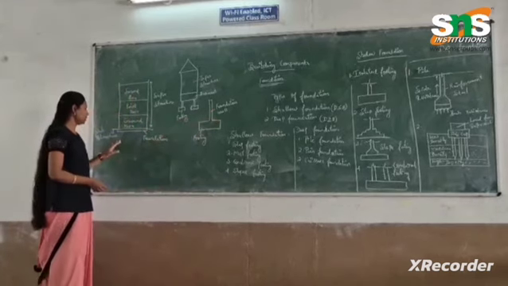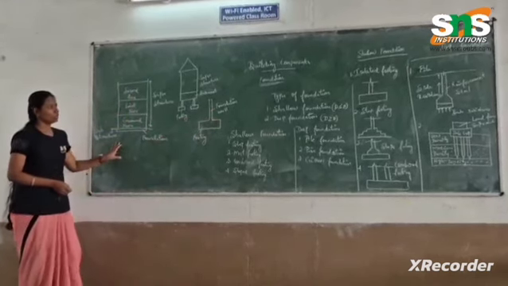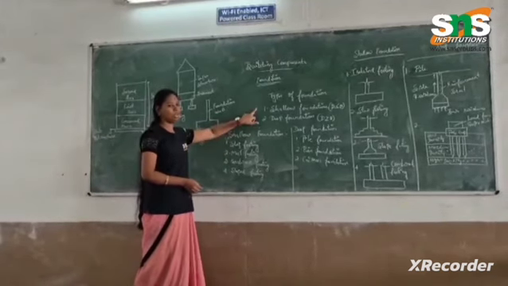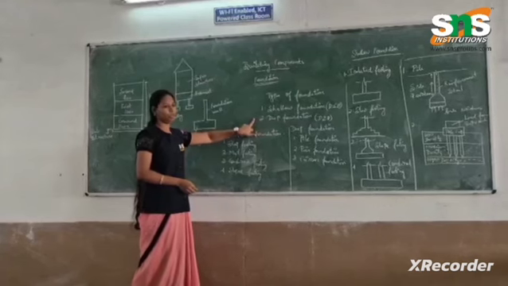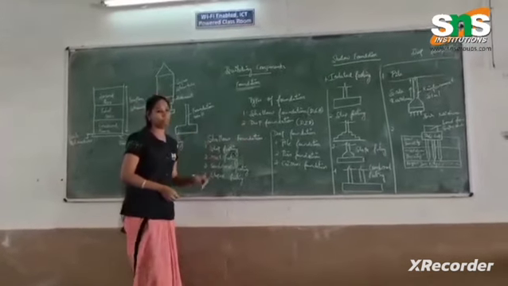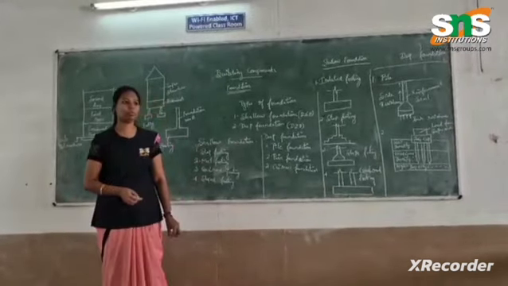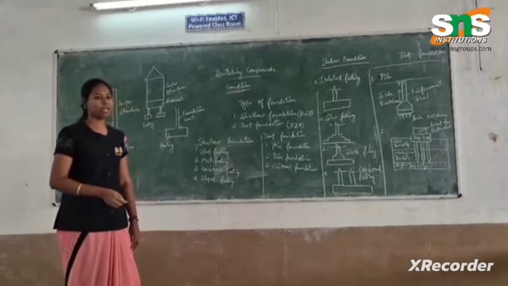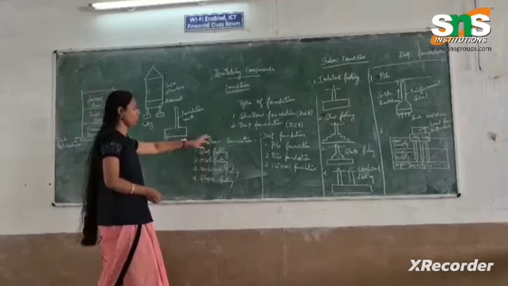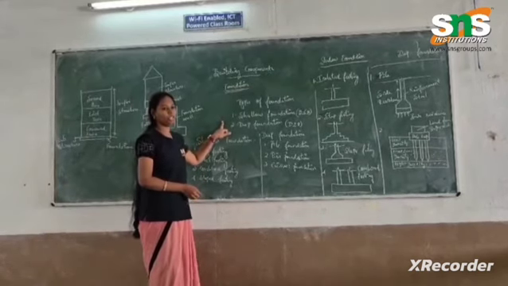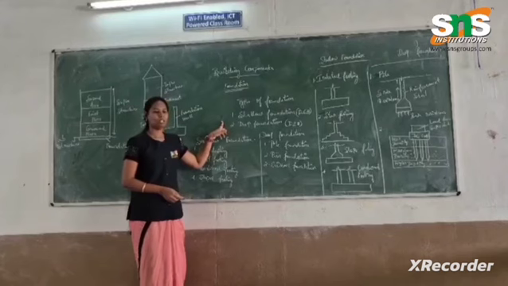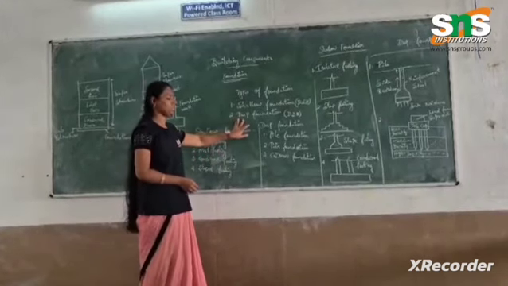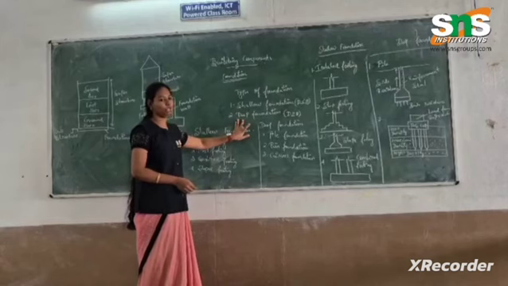In foundation we have two types. First one is shallow foundation and deep foundation. What is the meaning of shallow? The depth will be less. What is the meaning of deep? Deep foundation is where the depth will be high. If the depth is larger, that is called as deep foundation.